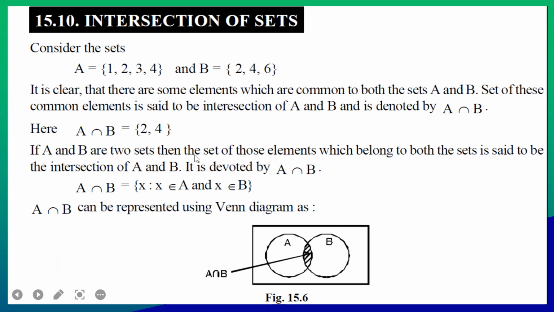If A and B are two sets, then the set of those elements which belong to both sets is said to be the intersection of A and B and is denoted by A intersection B. A intersection B means x such that x belongs to A and x also belongs to B. A intersection B can be represented using a Venn diagram like this one. The part in the middle is the intersection.